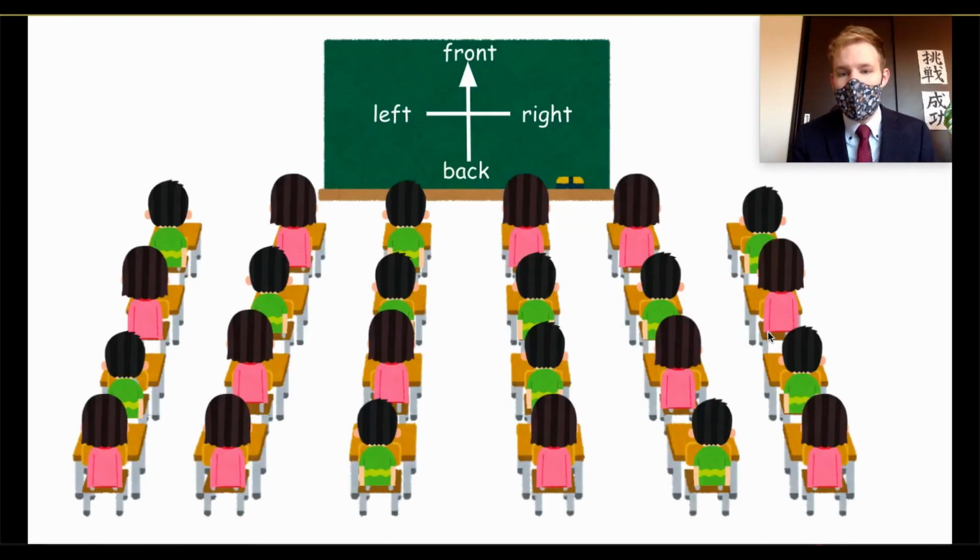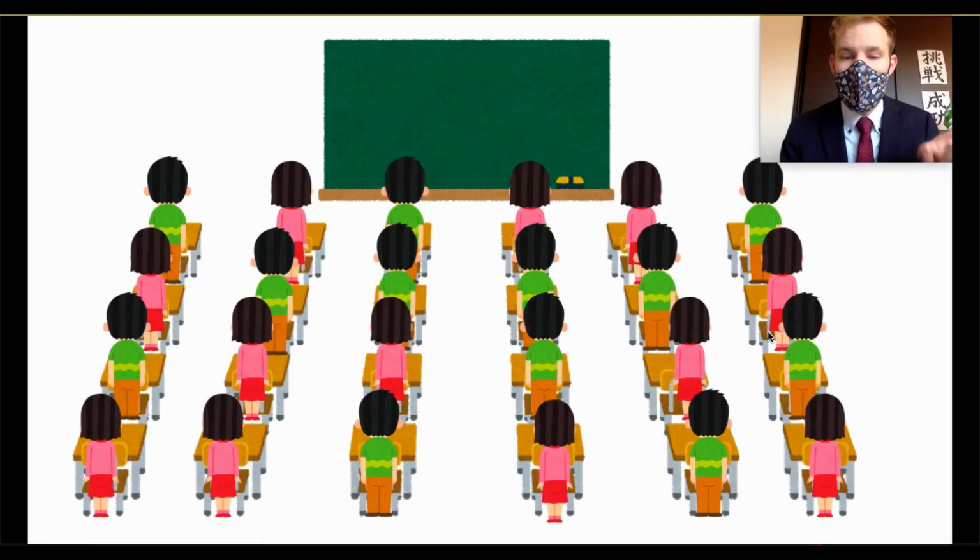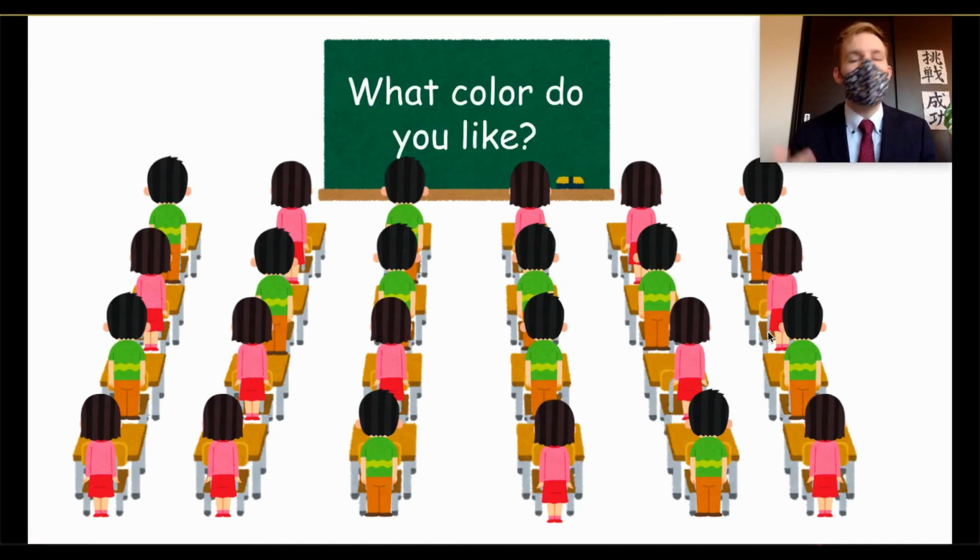So at the beginning of class, at the beginning of the game, I go over the 4 directions in English: front, back, left, and right. And once the students get used to saying those 4 directions, I have everyone stand up. And then I ask them a question. So the first question is, what color do you like?